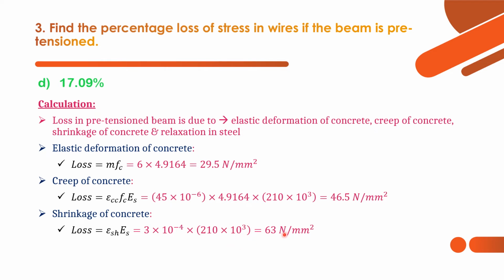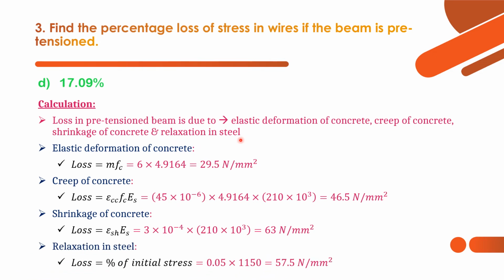So multiplying these two things, we get 63 Newton per mm square as the loss due to shrinkage of concrete. And next is the relaxation, loss due to relaxation in steel. They have given loss due to relaxation in steel as 5%. So that is nothing but 5% of initial stress. So 0.05 into initial stress, which is given as 1150. So 0.05 into 1150 gives 57.5 Newton per mm square.